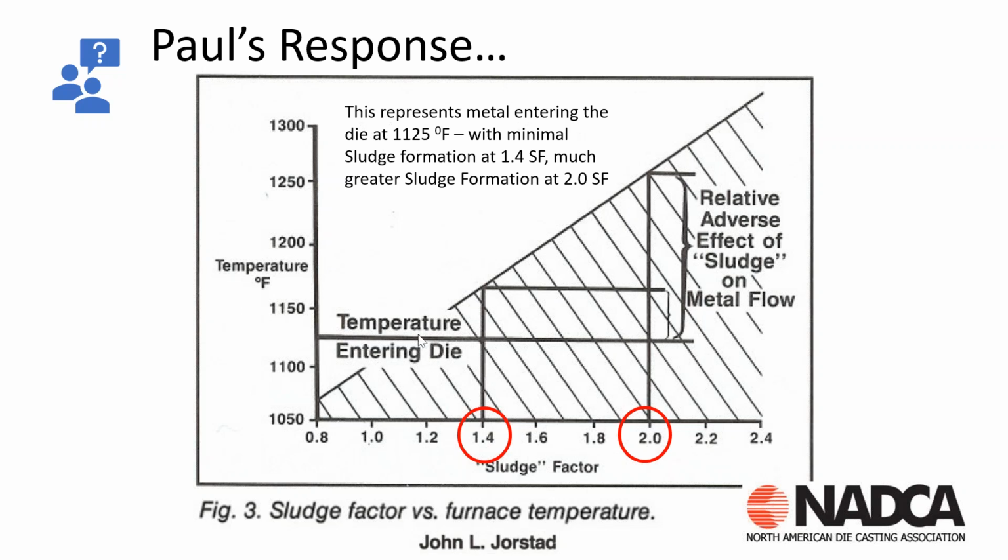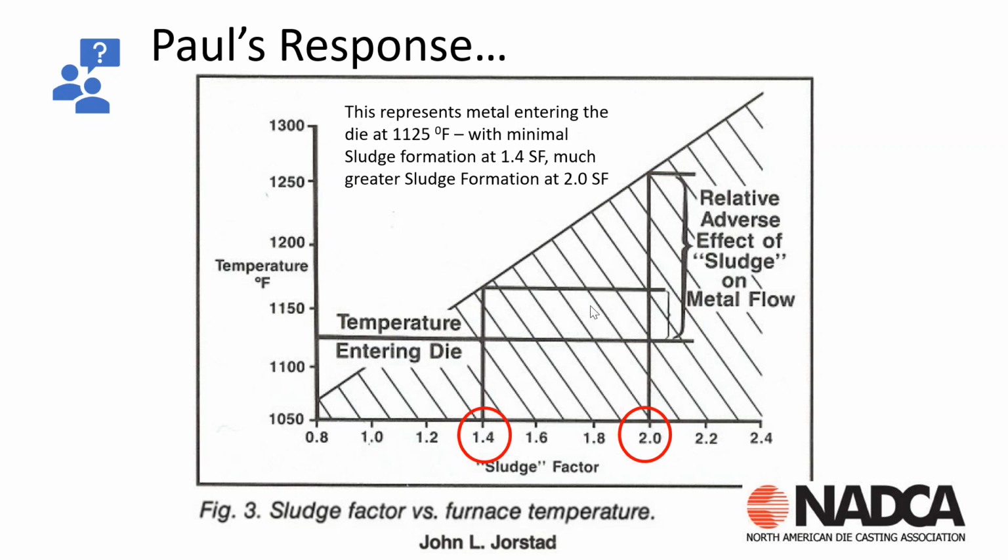So this is now our injection temperature. Up here was our holding temperature, and down here is the temperature of the metal as it's going to enter the tool. As the metal enters the tool, depending on what the sludge factor is, whether it's 1.4, 1.6, or 1.8, we're going to see sludging occur.